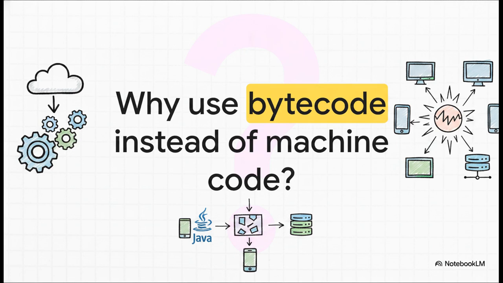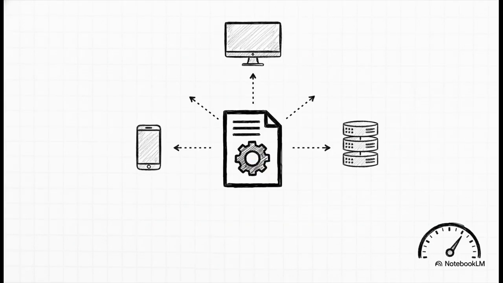Question 1, straight from an old exam. Why does Java use an intermediate bytecode stage instead of compiling straight to machine code? Think back to what we said about architectural neutrality. Lock in your answer? Got it? The answer is, it decouples the compiled program from any specific CPU or operating system, trading some raw speed for total platform portability. If you got that, you're already doing great.